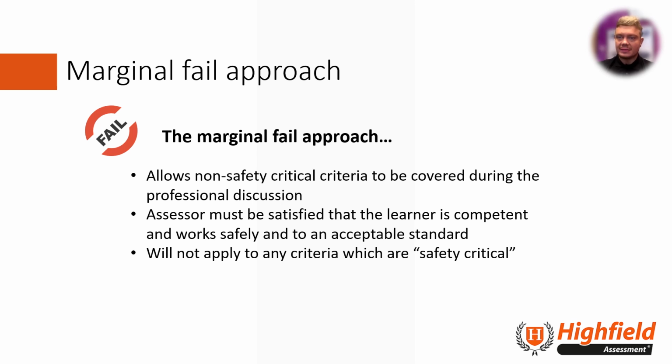A marginal fail is defined as 1 mark less than the pass mark per task, or where one of the safety-related criteria have not been met, up to 1 mark per task, which means that across the 3 tasks, a marginal fail could mean that up to 3 marks, up to 1 mark per task, are then available in the professional discussion through additional questioning.